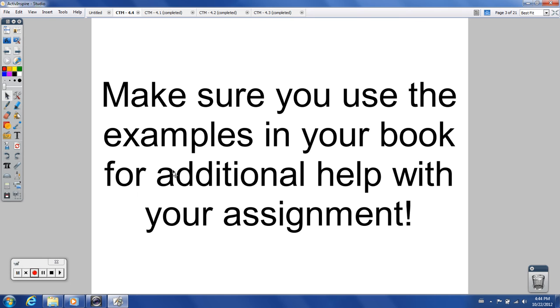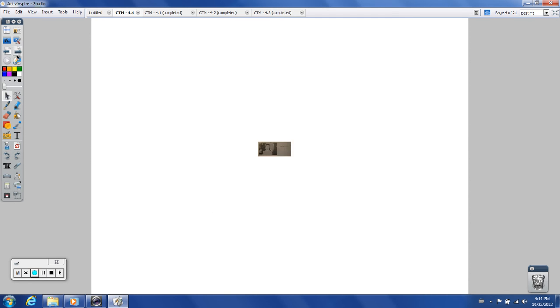Definitely be using these extra examples in your book. I'm going to show you what I think is the easiest, or the most simple way to explain things, but the book goes a little more in depth with certain other methods, explaining some extra things there. So let's get started on example 1.